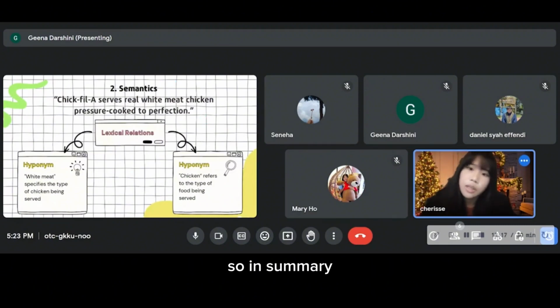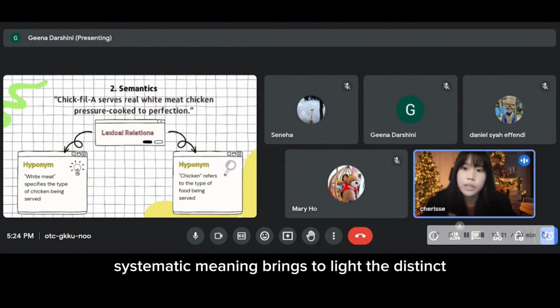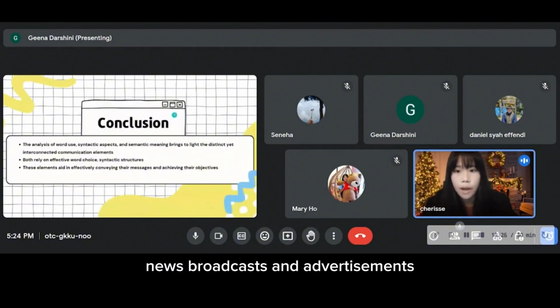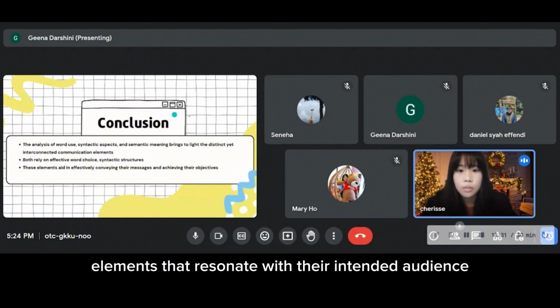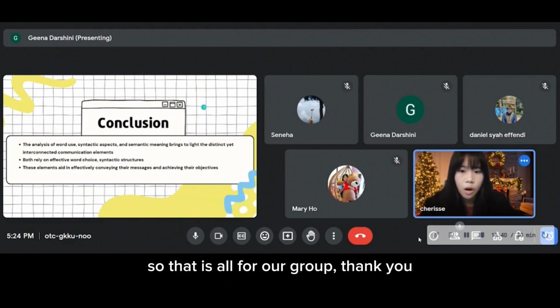So in summary, analysis of word use, syntactic aspects, and semantic meaning brings to light the distinct yet interconnected elements of communication in both news broadcasts and advertisements. Nevertheless, both rely on these elements that resonate with their intended audience in order to convey their messages and achieve their objectives. So that is all for our group.